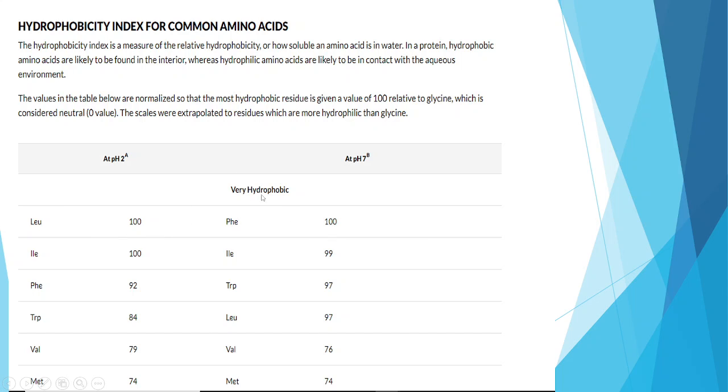ल्यूसिन 100%, ल्यूसिन ये pH 2 पे और pH 7 पे इनकी हाइड्रोफोबिक इंडेक्स निकाली गई. तो pH 2 पे ल्यूसिन 100% हाइड्रोफोबिक है, जबकि फिनाइल एलानीन सबसे ज़्यादा हाइड्रोफोबिक है. देन आइसोल्यूसिन बराबर का है, फिनाइल एलानीन थोड़ा सा स्लाइटली लेस है. देन ट्रिप्टोफेन, विच इज़ एरोमेटिक अमीनो एसिड, वैलीन एलिफेटिक अमीनो एसिड, देन मेथियोनिन. ये ऑर्डर है हाइड्रोफोबिसिटी का.